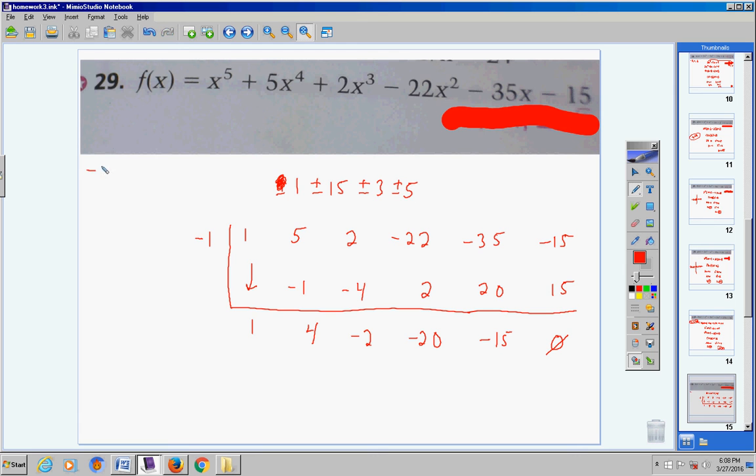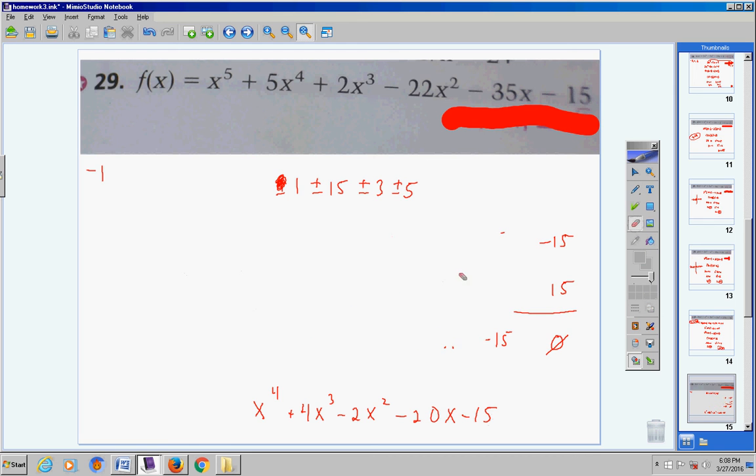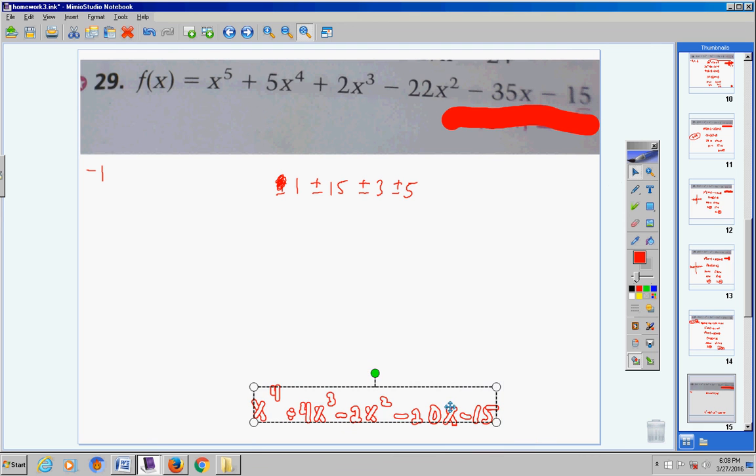Put it right here. Now we did have a 5th degree. Now we've broken it down to a 4th degree. Alright, 4th degree. 3, 2, x, constant term. So now I have x to the 4th, positive 4x cubed, negative 2x squared, negative 20x, negative 15. Got it? Now, we're not going to be able to factor that. We know that for sure because it's a 5-term polynomial. And we've never learned how to factor a 5-term polynomial.